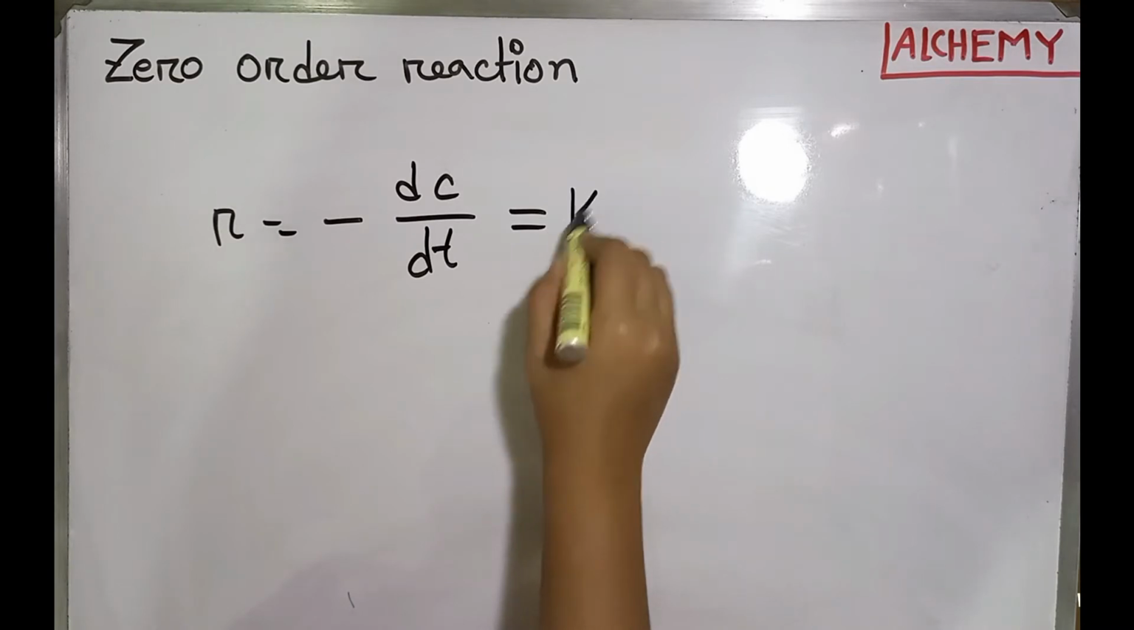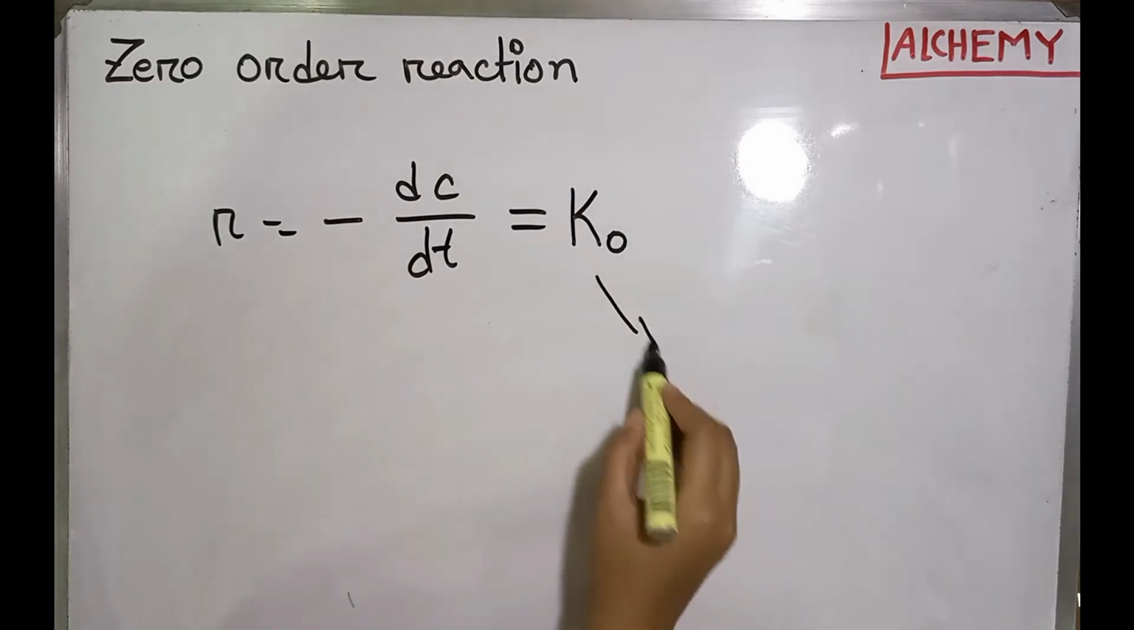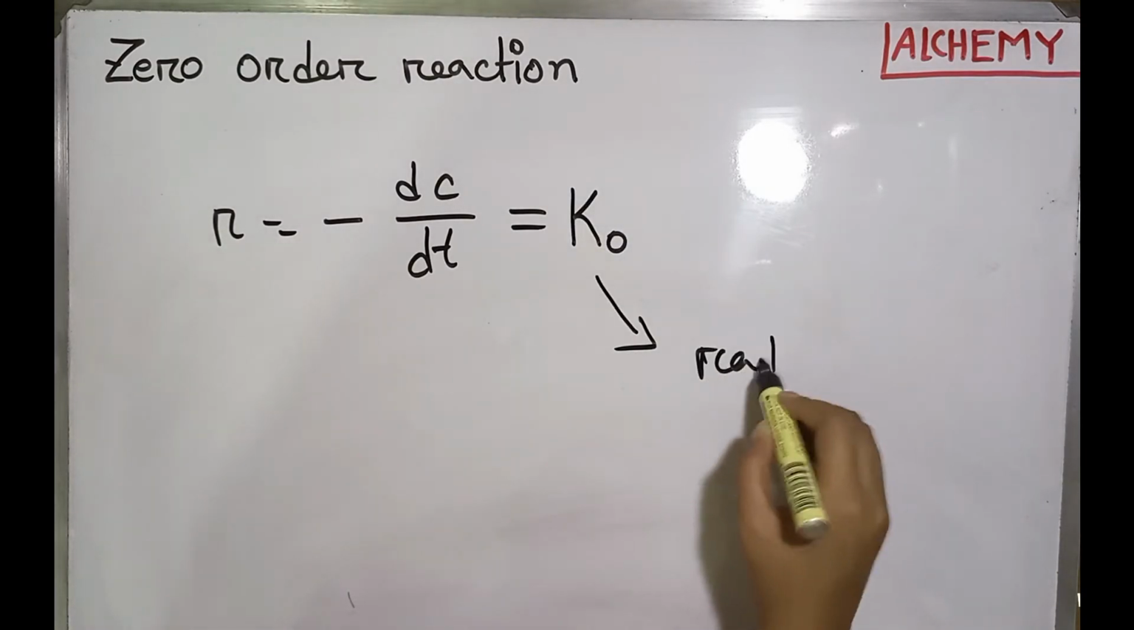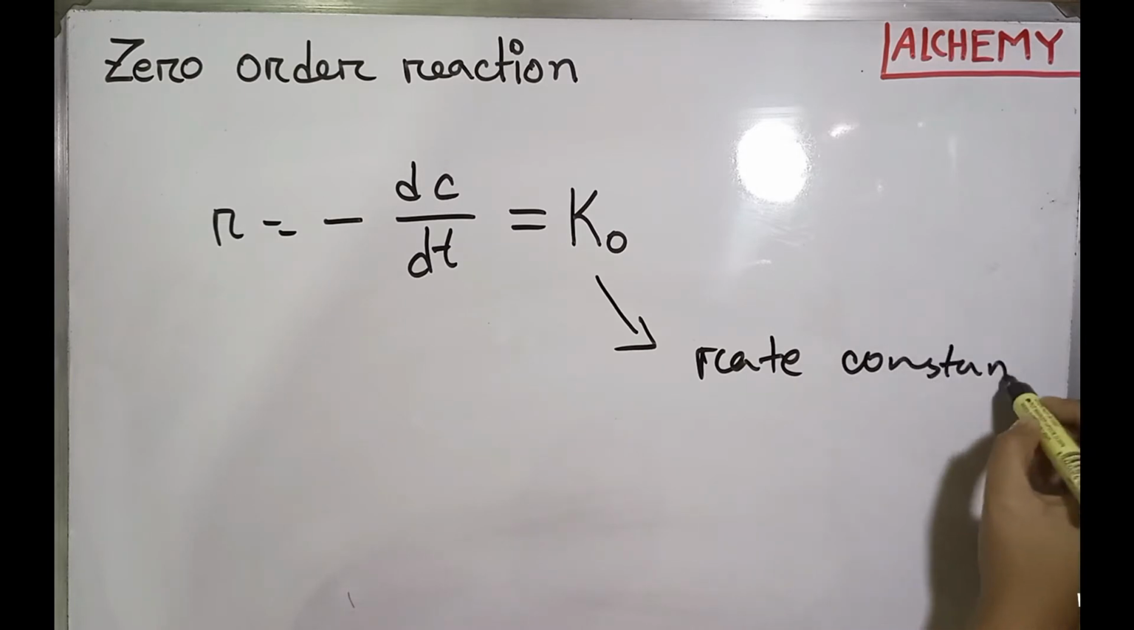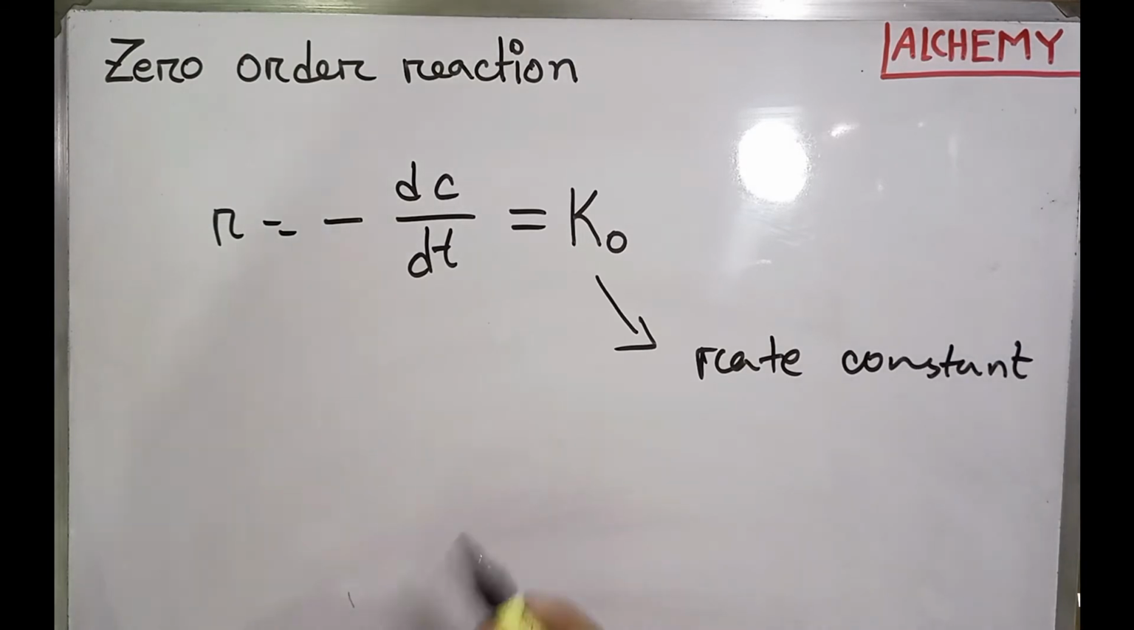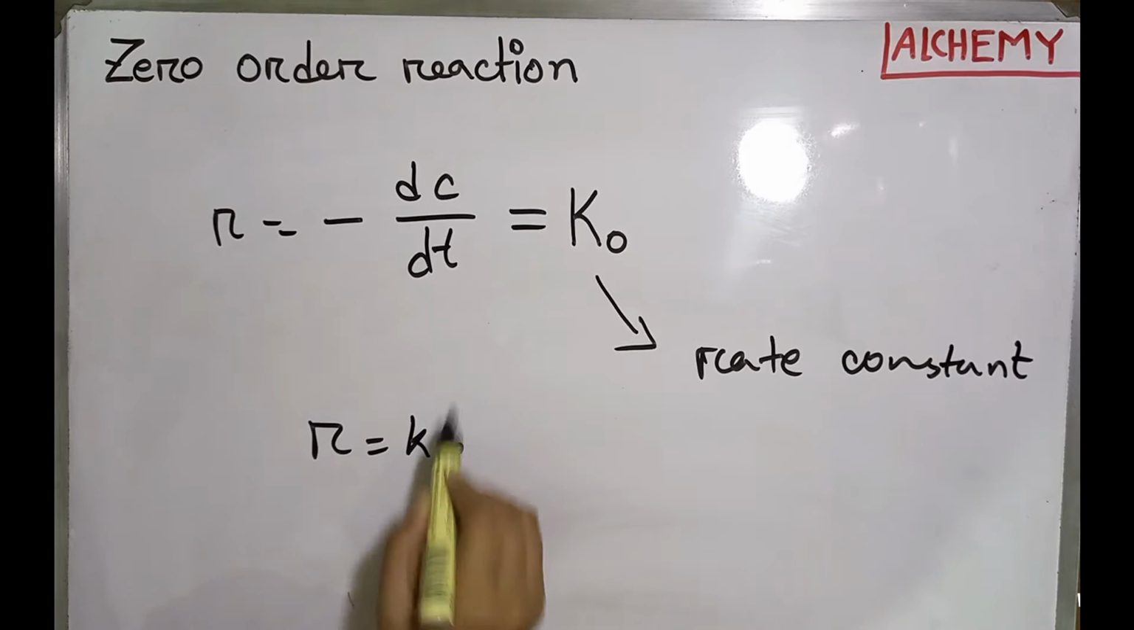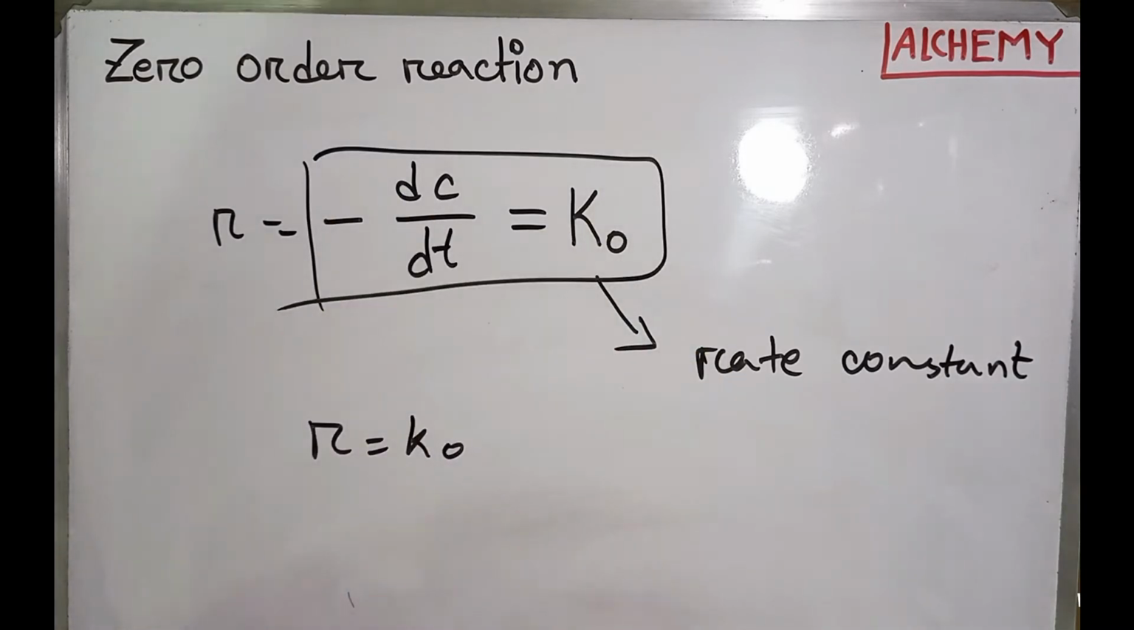equals k naught. Here k naught is the specific rate constant. It is the rate constant. So the rate equation will be R equals k naught, or minus dc/dt equals k naught.